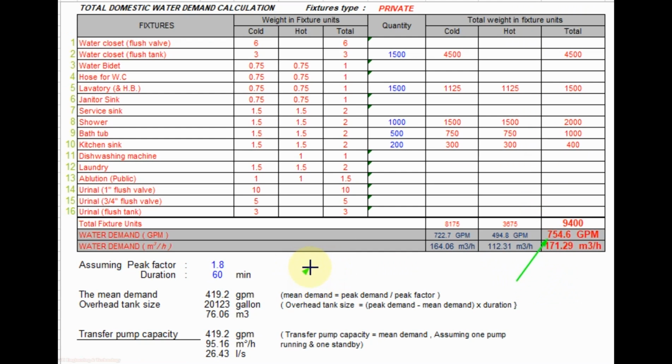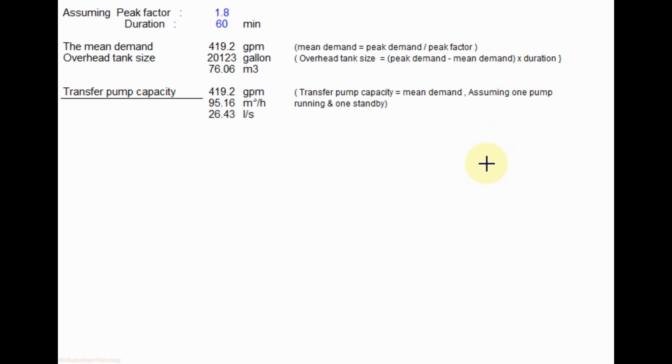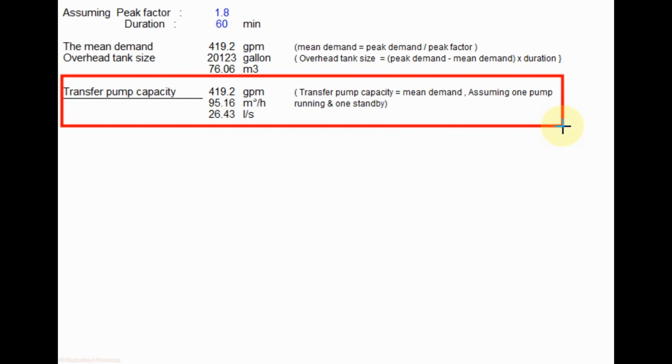Assuming peak factor 1.8 and the duration for peak demand equal to 60 minutes, then the mean demand will be equal to peak demand divided by peak factor. Then we get the result for mean demand equal to 419.2 GPM. And the transfer pump capacity will be same as mean demand. So our transfer pump capacity will be 419.2 GPM, and we will use two pumps, one running and one standby.